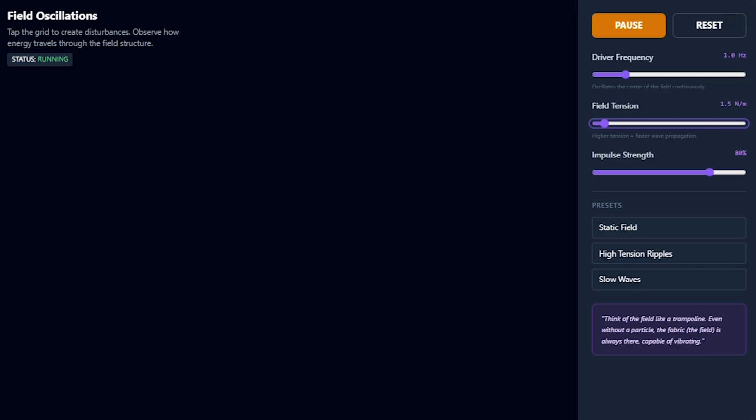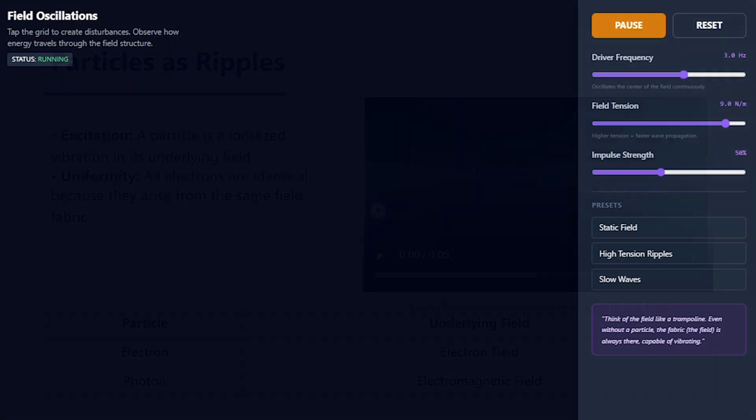Field tension is like the stiffness of a trampoline. Increasing this makes the field react more quickly to disturbances. With higher tension and frequency, the waves become much sharper and travel across the grid at higher speeds. Use the impulse slider to give the field a single kick, and watch how that lone packet of energy travels.